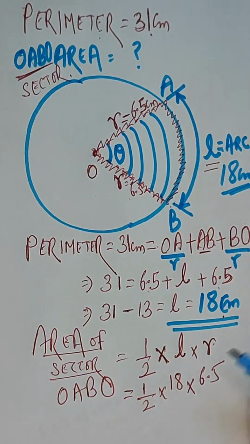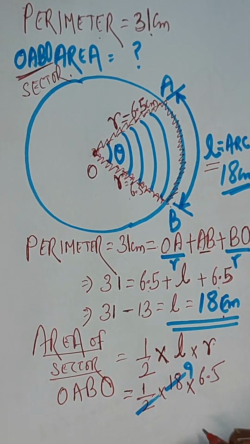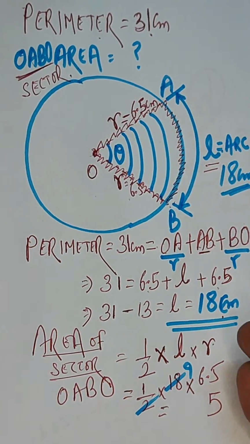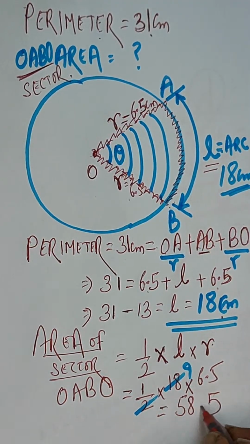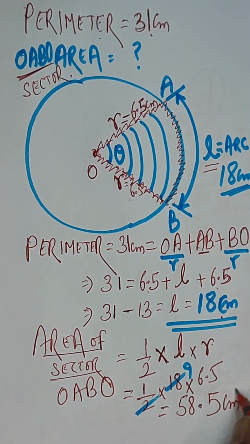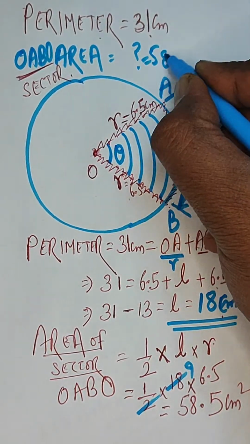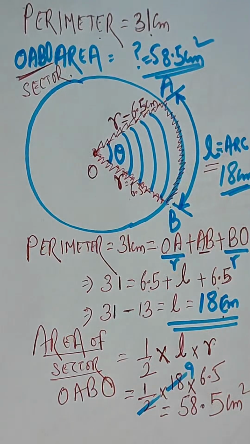So 2 will divide 18 nine times, and 9 into 6.5 will give you 9 5s are 45, carry 4, 9 6s are 54 plus 4 is 58. So my dear friends, 58.5 centimeter square is the area of the sector, and in this way this first question is solved.